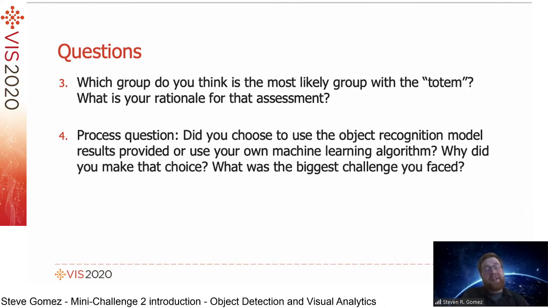The last question is a process question, which is pretty typical of the mini challenges that we do in the VAST challenge. So we took this choice point that happened early in MC2. Are you going to use the default machine learning model, or are you going to build your own? And we wanted to know what you chose and what were some of the challenges that came out of that? Because you could be led to have to address different kinds of issues if you went one way or the other. All right, next slide, please.